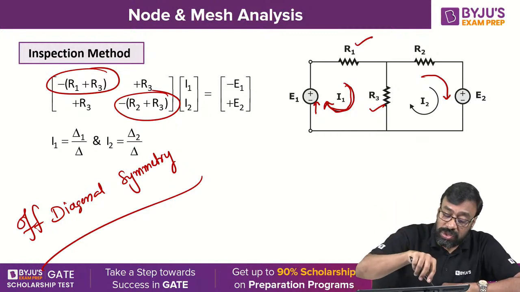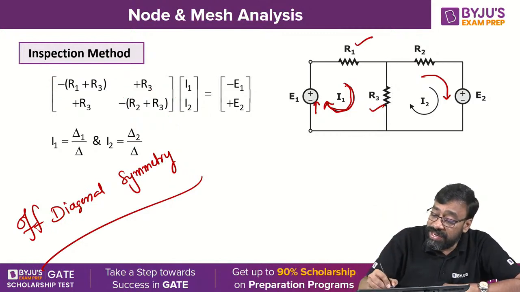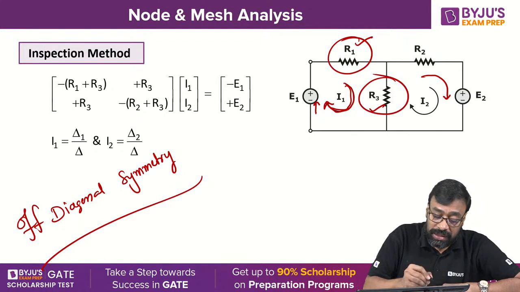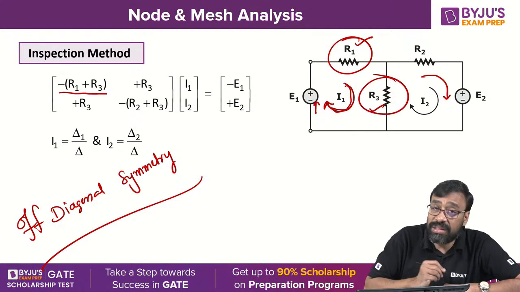You understand all of you, okay? So negative of the sum of the resistances in the first loop. Tell me, what is that? R1 and R3. That is why you got minus of R1 plus R3.